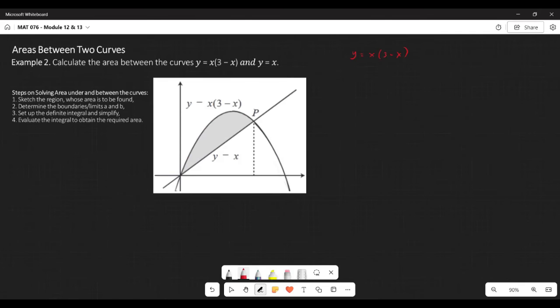Right? So first is sketch the region. So meron na tayo. So ito yung ating area na isosolve, kasi yan yung bounded ng dalawang curve. So areas between two curves, itong isa, tapos ito yung y is equal to x. Yan yung dalawang curve na tinutukoy.